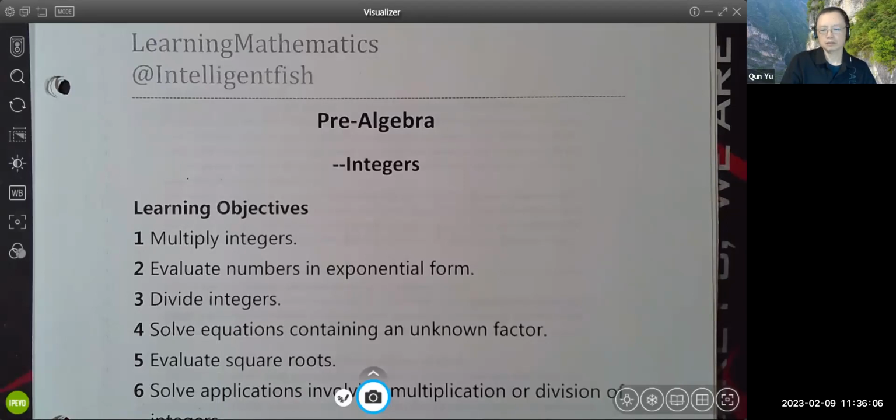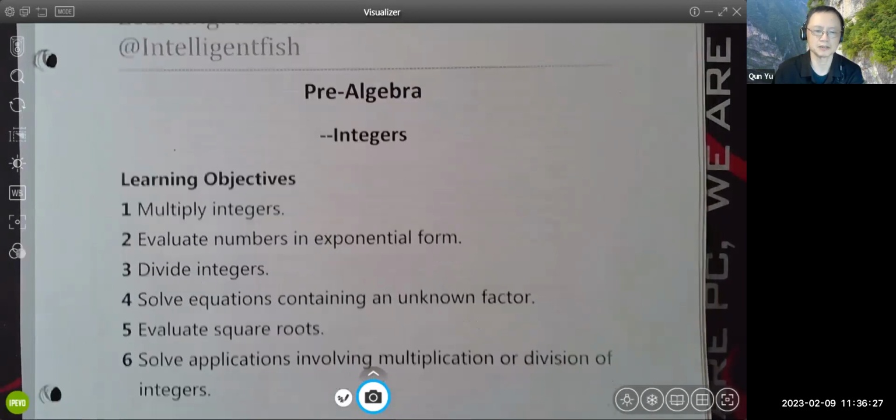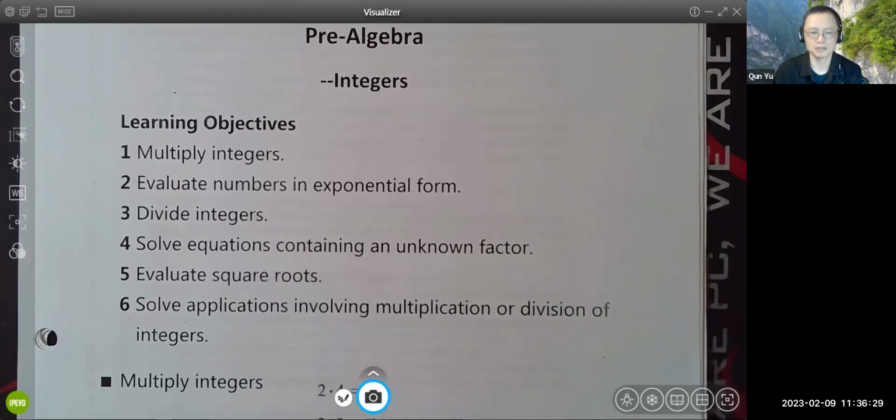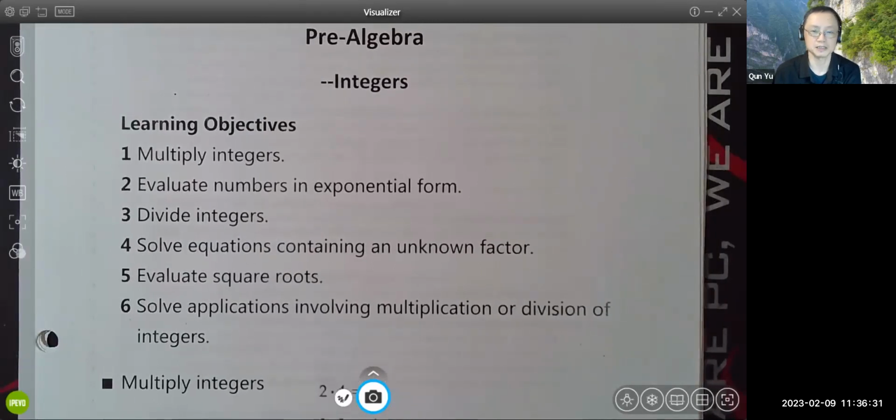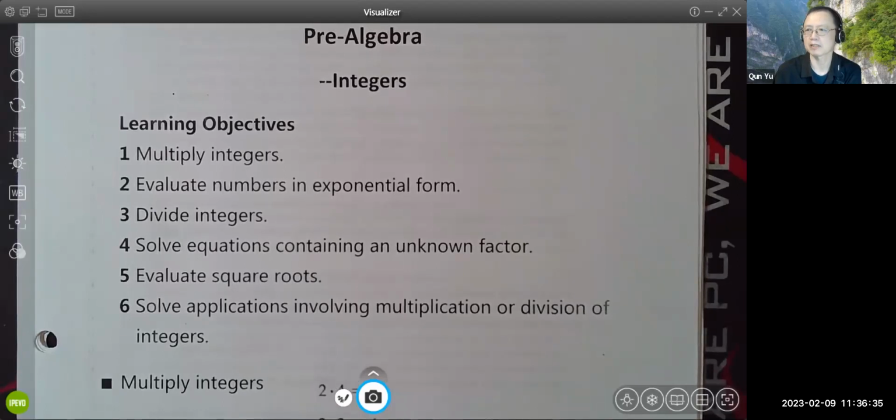In this video, we are going to learn how to multiply and divide using integers. Integers are a collection of all whole numbers, including positive whole numbers, negative whole numbers, and zero. And we have 6 learning objectives. They all involve multiplication and division using integers. So let's look at them one by one.